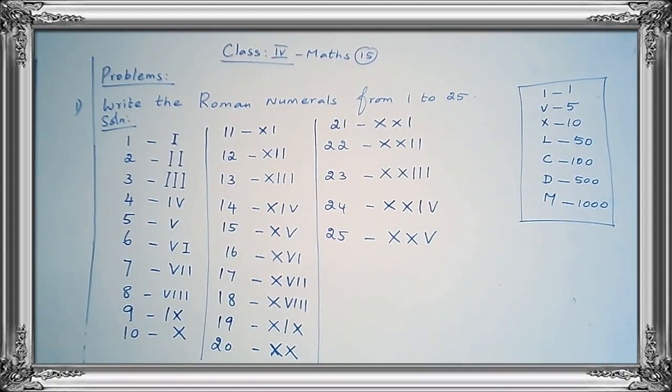Next number 24. 24 can be written as 20 plus 4. 20 means XX, 4 means IV. So 24 means XXIV. Then next number 25. 25 can be written as 20 plus 5. 20 means XX, 5 means V. So that's why 25 means XXV. Are you clear? Have you finished? Shall I rub the board?